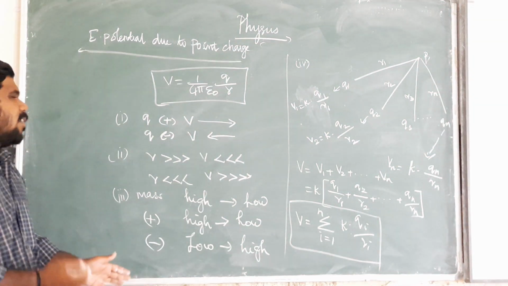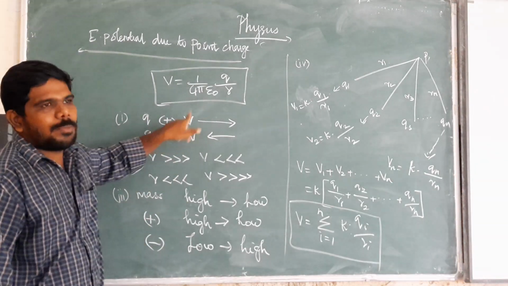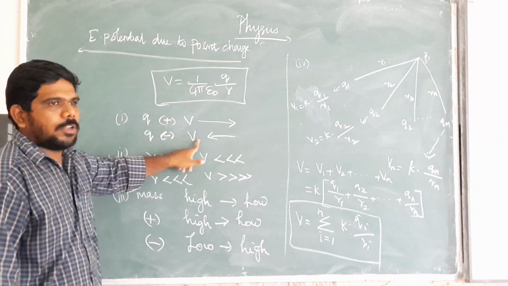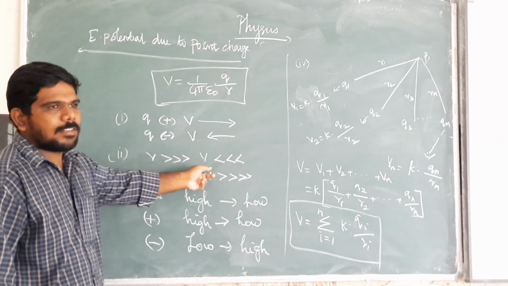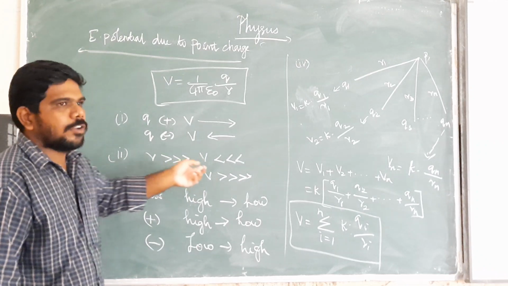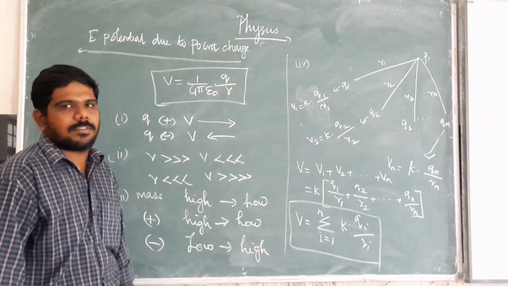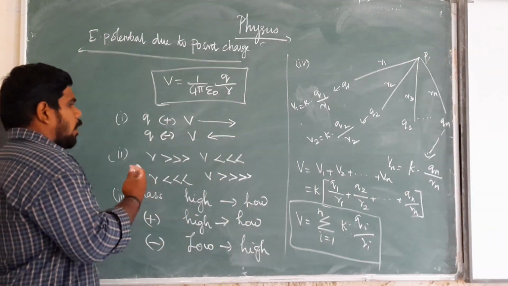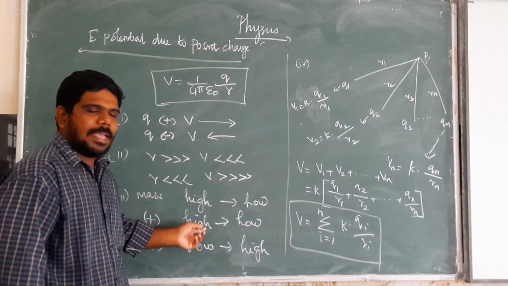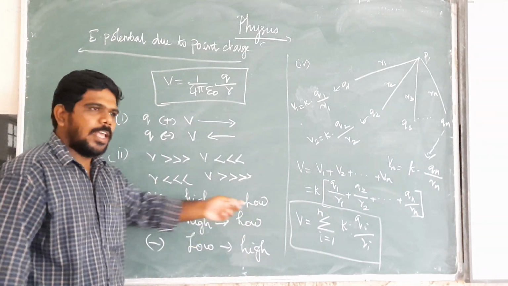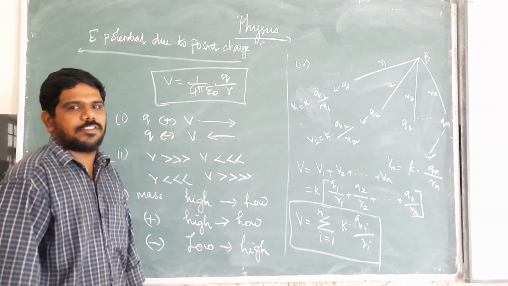So first, a quick recap. First point: if the charge is positive, the potential is outward; if the charge is negative, the potential is inward. Second point: if the distance increases, the potential decreases; if the distance decreases, the potential increases, because potential is inversely proportional to distance. Third point: a positive charge always moves from high electric potential to low electric potential. If it is a negative charge, it moves from low electric potential to high electric potential.